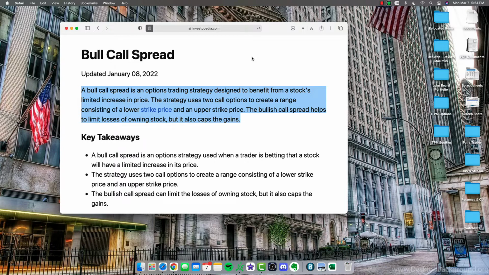Now there's different ways that we can actually limit our exposure on the stock, or on the option rather. And the way that we would do this is we would create what's called a spread. This is a bull call spread, and it works primarily the same way for the put spread too, but this is the bull call spread. A bull call spread is an option strategy. It's designed to benefit from the stock's limited increase in price. We'll talk about that. The strategy uses 2 call options to create a range, and it uses a lower strike price and upper strike price, and it helps limit the losses of owning the stock or the option, but it will also cap the gains, right?